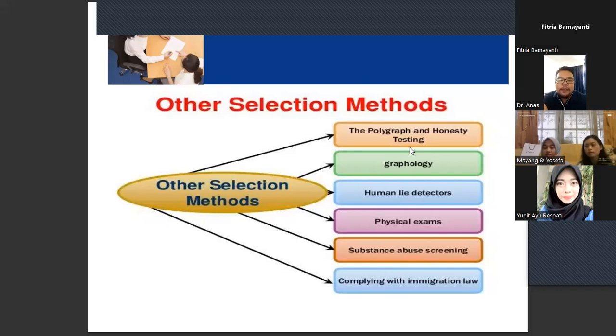And then the physical exam. For example, Endah mentioned in her resume that she is a sprinter, so maybe the company will test you to run 5 kilometers within 5 minutes. So these are for the physical exam. And then substance abuse screening, also complying with immigration law. And lastly, next.